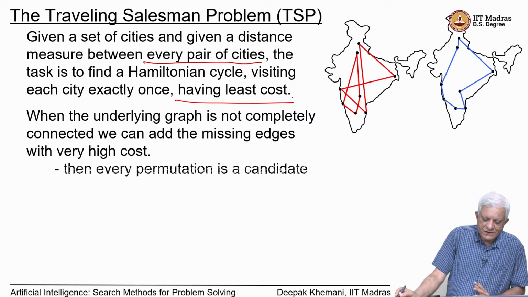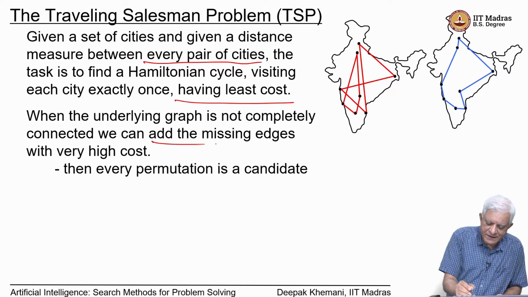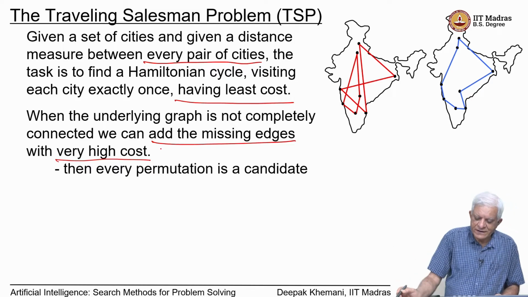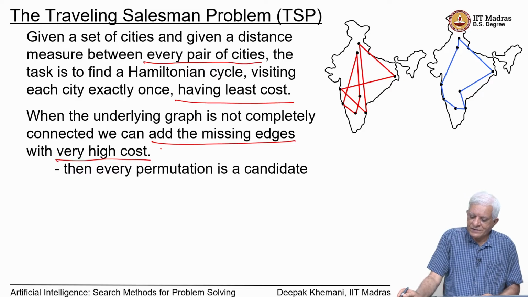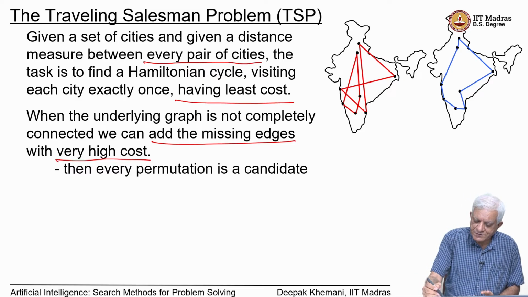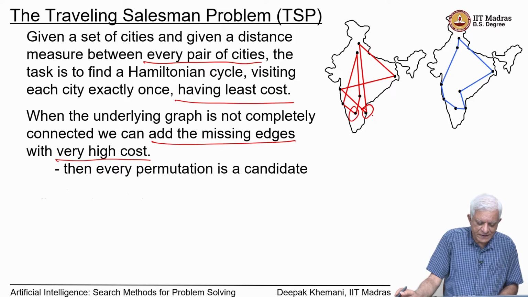When the underlying graph is not complete, for example, in the real world, let us say these are flights, not every city has a flight to every other city. So, we will assume that we can add the missing edges with a very high cost essentially. The basic idea is to maintain the fact that any permutation of cities, and by permutation here we mean the order in which you are going to visit the cities, is going to be a possible candidate. So, you can say that you can go from this city to this city also, even though there may not be an edge between them.